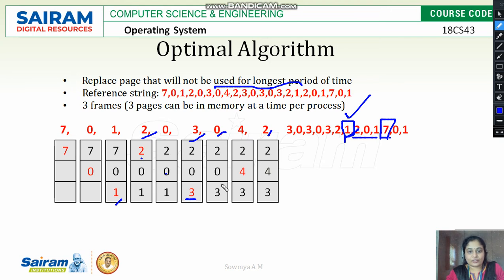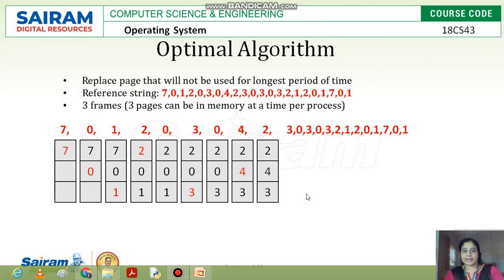Coming to page 0, which is already there. So this is a hit, and this is a hit. Next comes 4. Find the frame among 2, 0, 3 which is used after the longest duration. If I take 2 and 3, they are used next. If I take 0, it is used after them. So among 2, 3, 0, 0 is used after the longest duration, so 0 is replaced with 4. If 2 comes, this is a hit, and 3 is a hit. So this is how the optimal algorithm works.